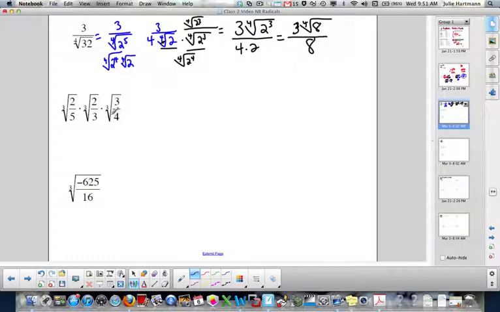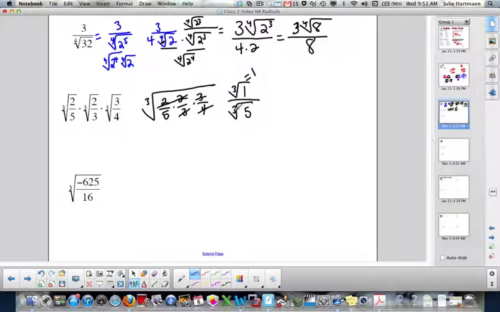Okay. The next one, let's combine all of these together and reduce what we can. 2 times 2 is 4, so those cancel with the 4 and the 3's cancel. So on the top we have the cube root of 1. On the bottom we have the cube root of 5. Cube root of 1 is just 1, okay, but the cube root of 5 we need to then rationalize.